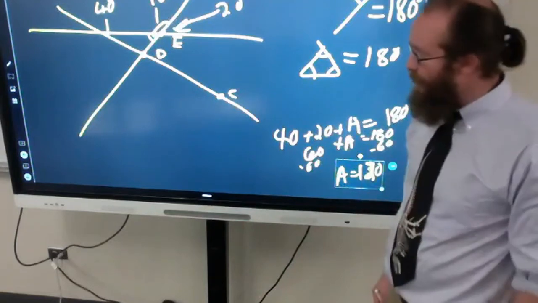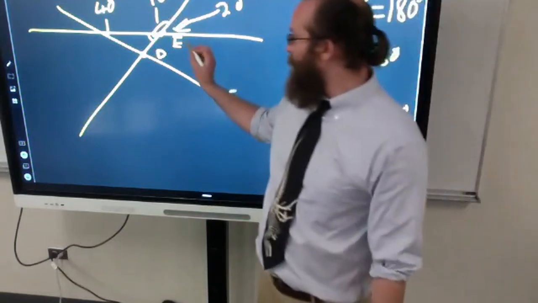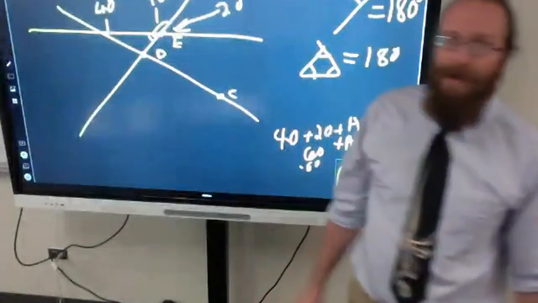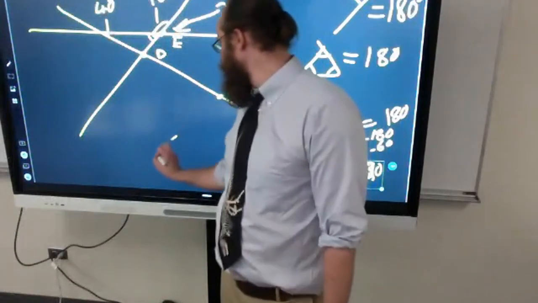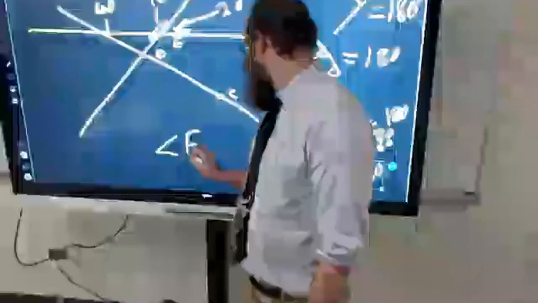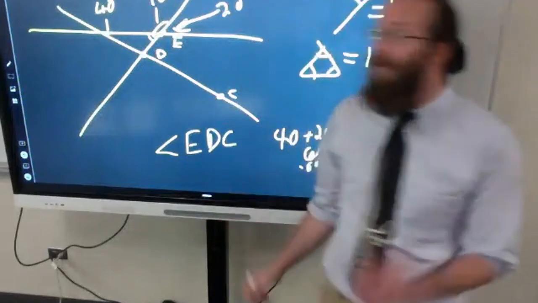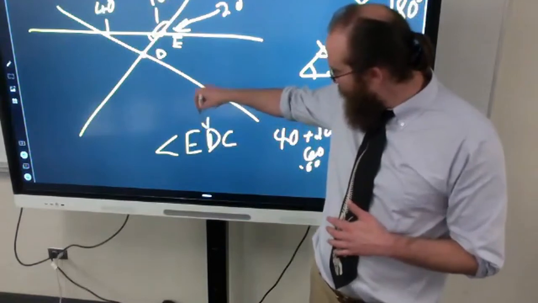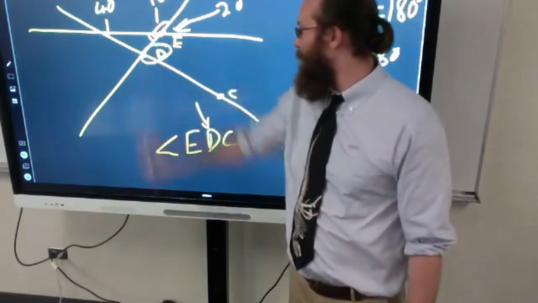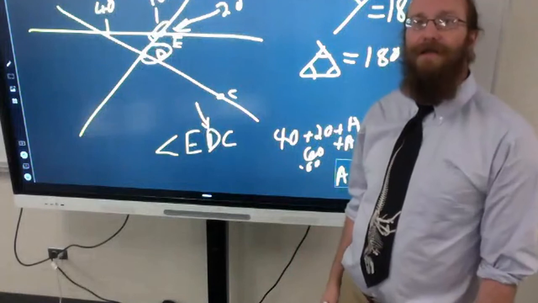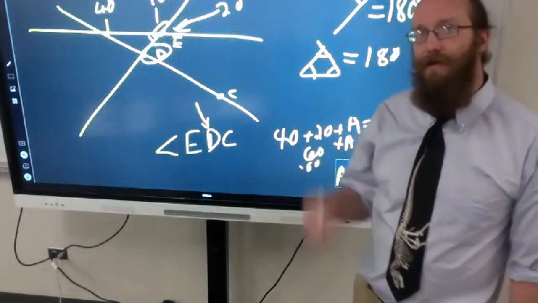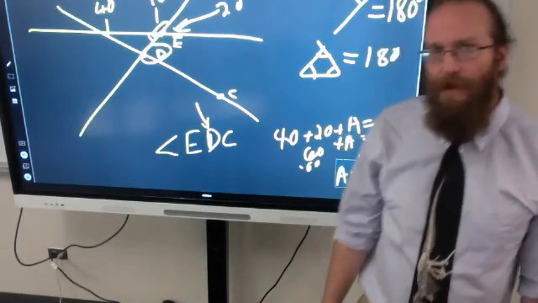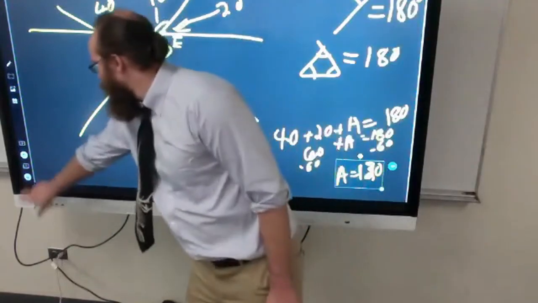The other thing I wanted to point out is if we have these points E, D, and C, we would write the angle EDC like that. What's important to know is that the middle letter is always going to be the angle that you're talking about, right? So it's that one. It's the angle that's associated with D. Do we have any more? I think that was it.